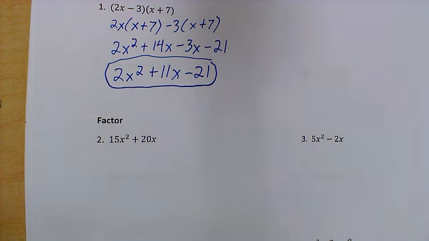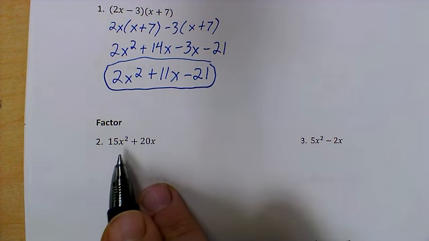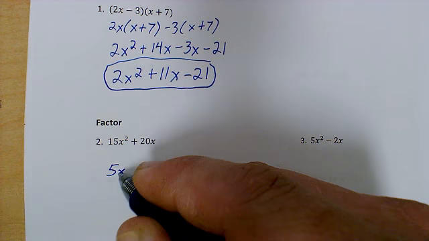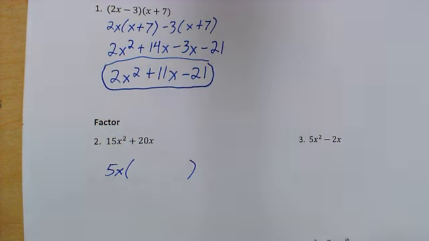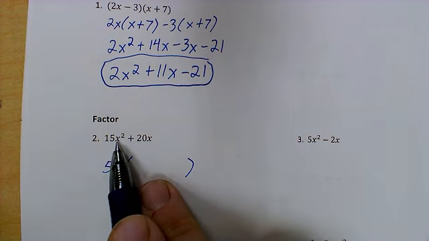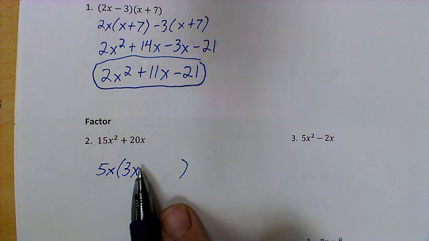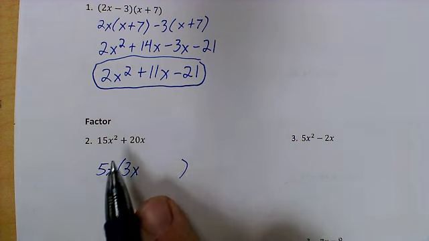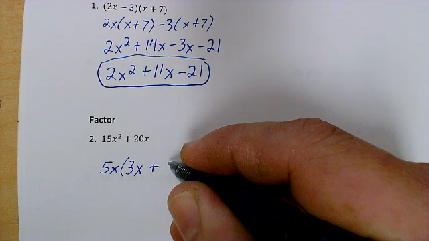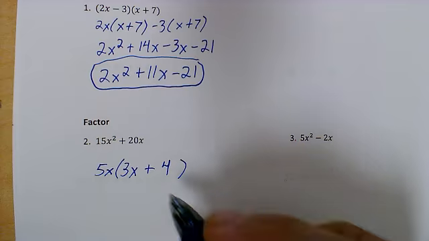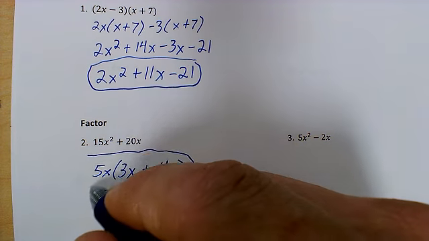Now that we've seen a problem dealing with simplifying, here's problems dealing with factoring. So on the first one, there is a greatest common factor of 5x. So I'm going to undistribute the 5x from the binomial. So 15x squared divided by 5x is 3x. That way it multiplies to what it should be. 20x divided by 5x is 4. And that's my answer on number 2.